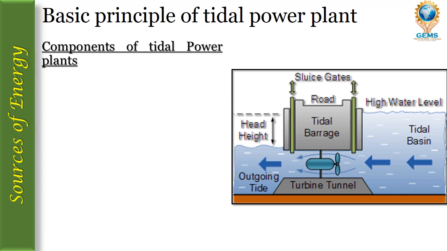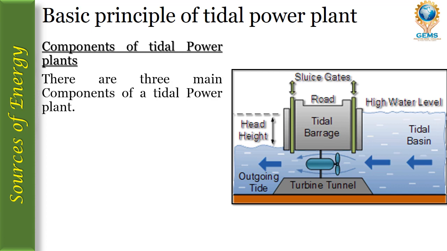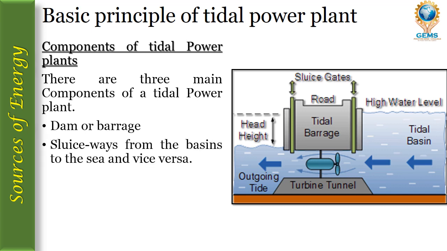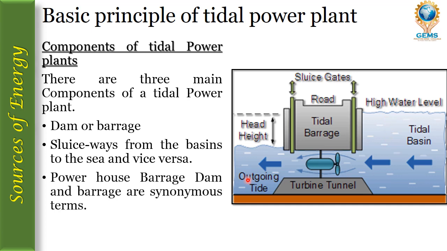The components of tidal power plants. There are three main components of a tidal power plant. First one is a dam or barrage, and the sluice ways from the basins to the sea and vice versa. First one is the dam and the sluice gates or sluice ways, which is used to move the water from sea to the basin and from the basin to the sea. And the powerhouse. Barrage, dam, and barrage are synonymous terms.